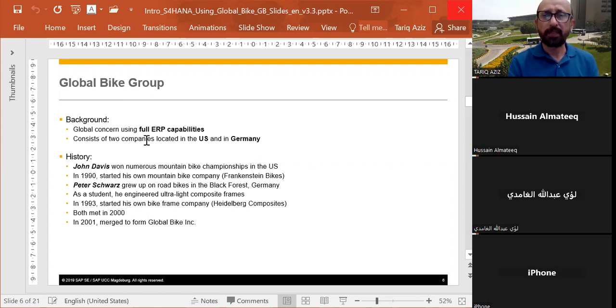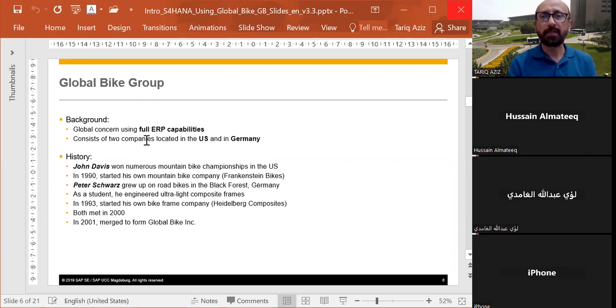So the United States company will submit the financial statement, the balance sheet, the income statement to the US authorities, and the German company will submit their annual tax return or income statement or balance sheet to the German authorities. In this way, we will see how we can work with that.